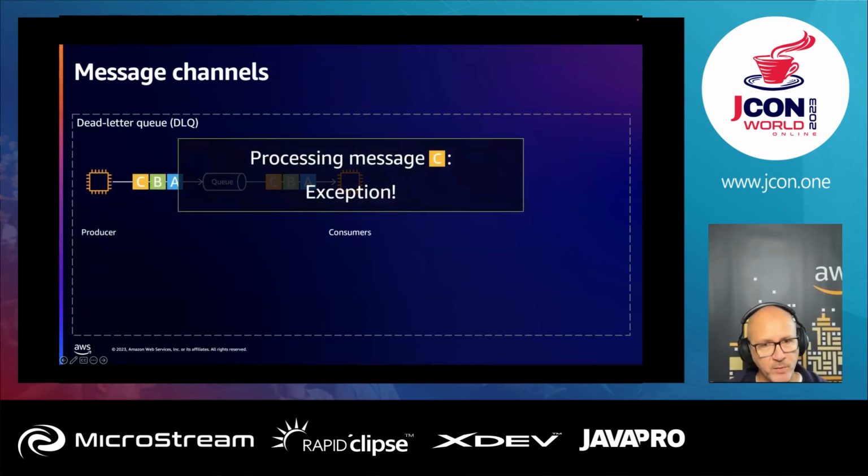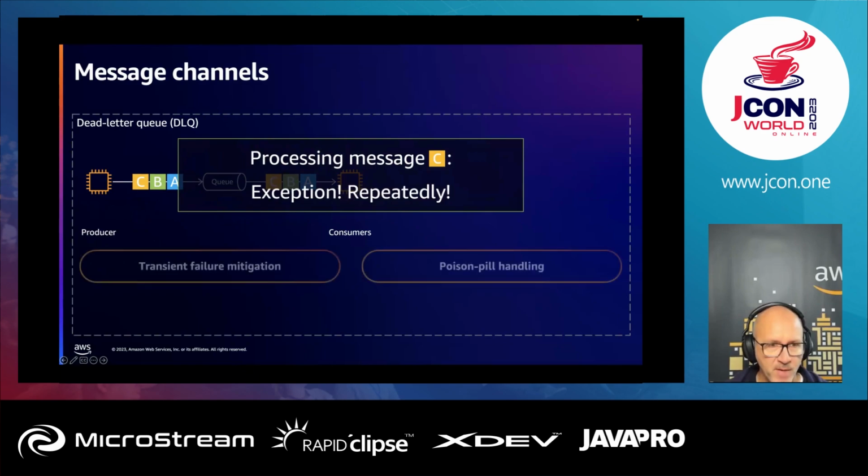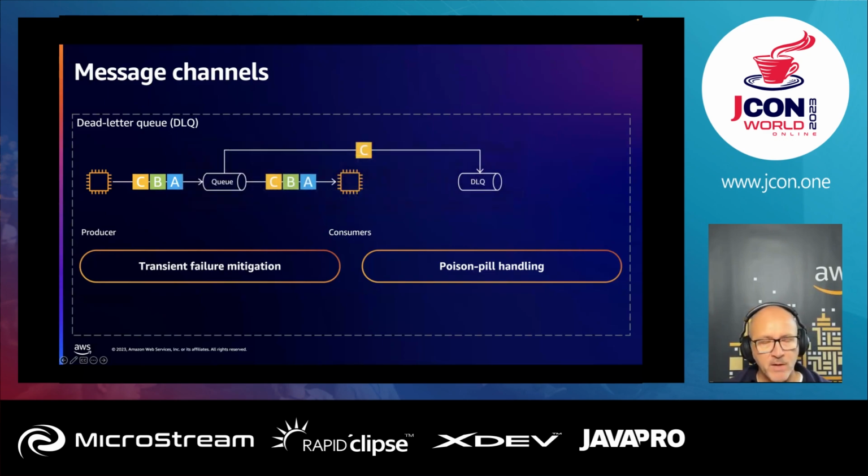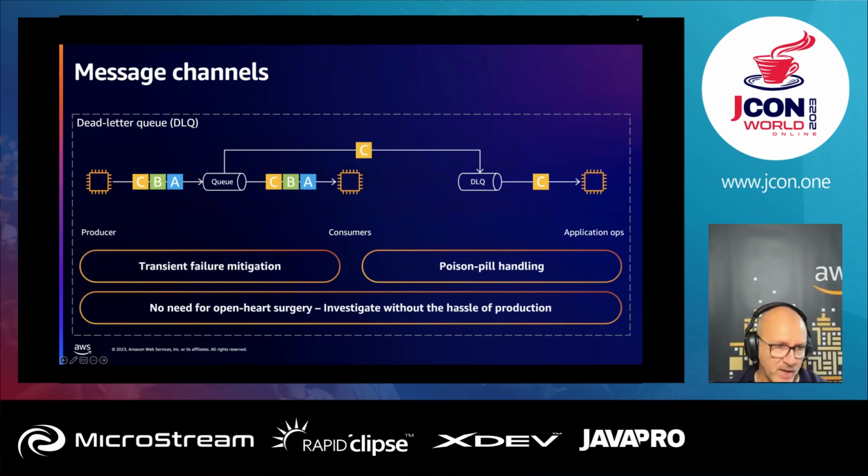What does it do? So if you experience an exception during processing of a message repeatedly with the same message, we call that a poison pill. And that doesn't necessarily have to be something wicked or so. It can be just a transient failure mitigation, or it can be a problem in your consumer code. So you don't want to have an endless, infinite loop here with redelivering the message and running into an exception. And therefore, you can use the concept of a dead letter queue. And that frees you from an open heart surgery. The message is rerouted to that particular dead letter queue, and you can investigate the root cause for the failure without the hassle of production.